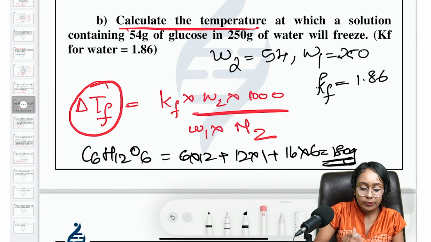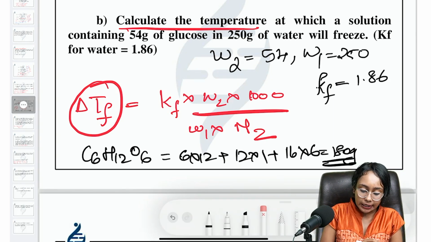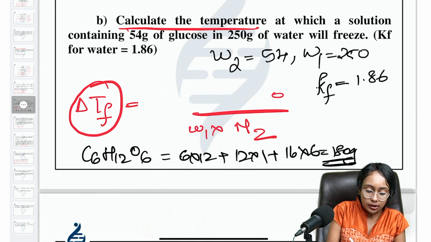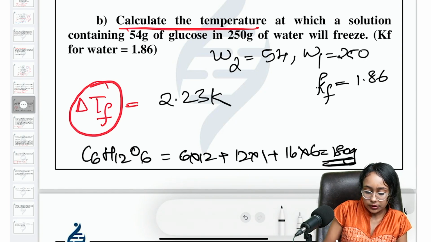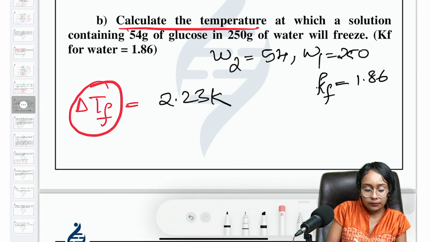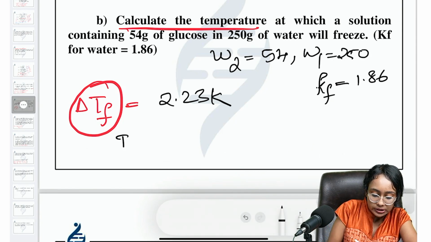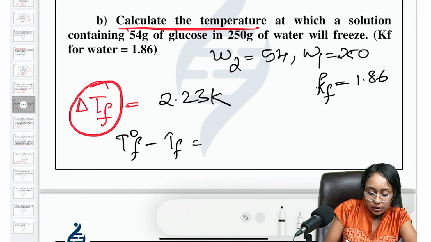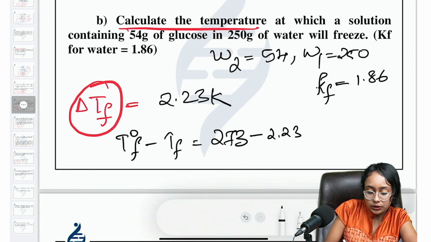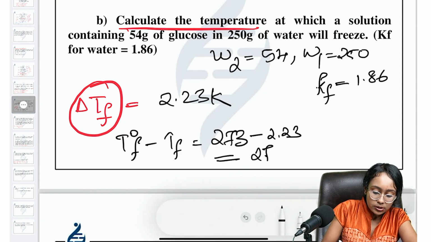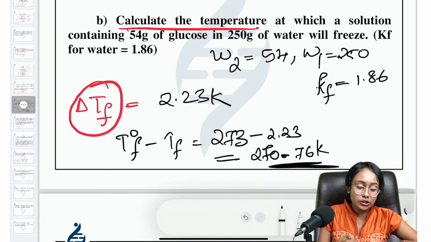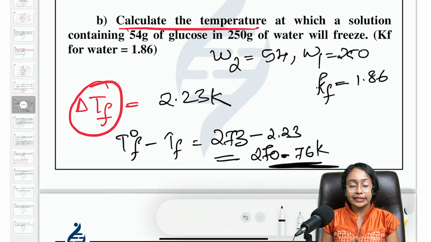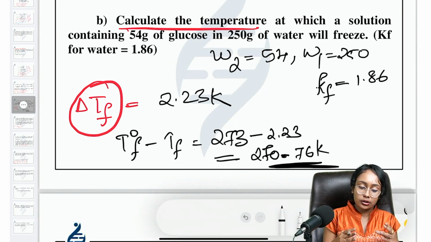So substitute this 180 gram as M2. We already have W2, W1, Kf, etc. And the final answer that you will get is delta Tf equal to 2.23 Kelvin. But that's just delta Tf, right? What you have to do is T0f minus delta Tf, that is 273 Kelvin minus 2.23 Kelvin. And the answer will be 270.76 Kelvin, because the question is asking about the temperature at which the solution will freeze. It is asking the Tf value. Fine.